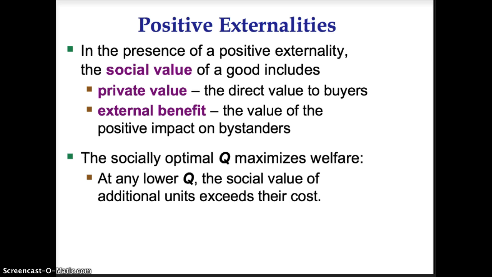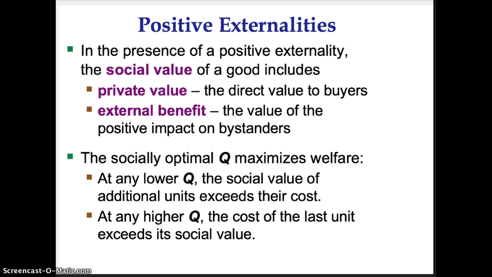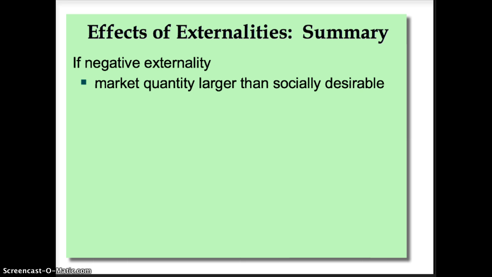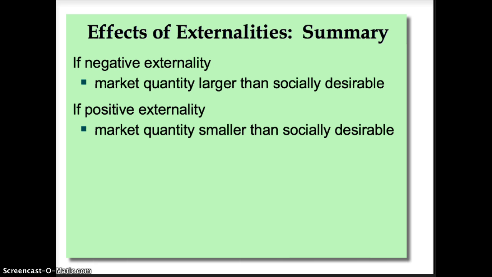At any quantity lower than the socially optimal quantity, the social value exceeds the cost. At any quantity higher than the socially optimal quantity, the cost exceeds its social value. In summary, if there is a negative externality, the market quantity is larger than socially desirable. If there is a positive externality, the market quantity is smaller than socially desirable.